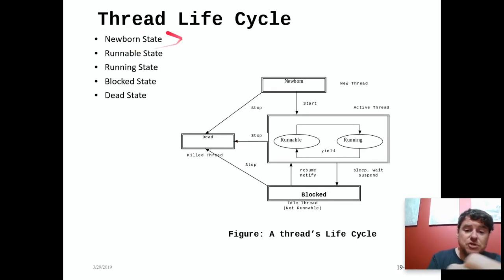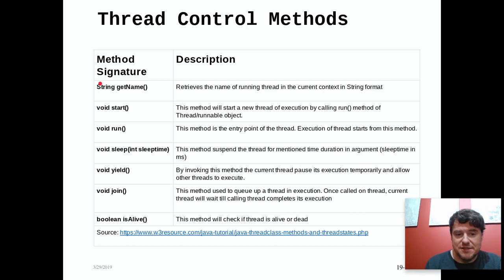So it's important to know that you can create one, you can put it into a runnable state, it may turn into a blocked state and then go back into runnable, and back and forth between blocked and runnable, and then eventually it will die, at which point you will be able to see that the thread has exited. So a couple of methods that you might want to call: you have a get name, you have a start and a run.